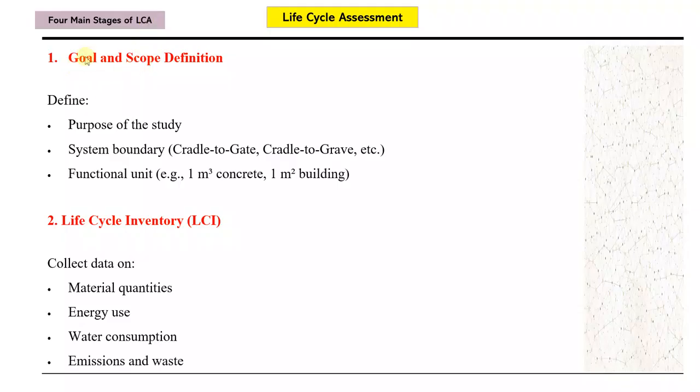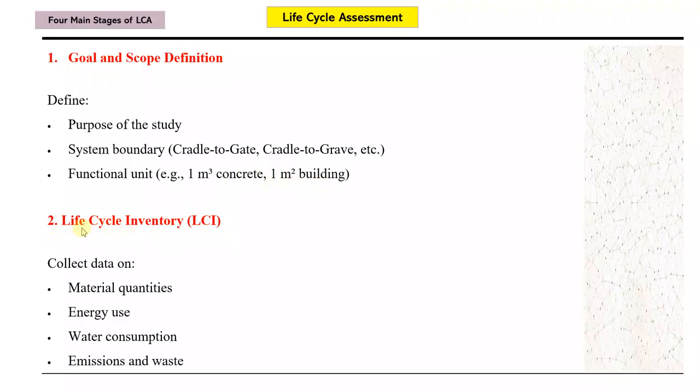After that, we had four main stages of LCA. In the last lecture, we just gave you the names. So here we have the definitions. Out of four, the first one is goal and scope definition. What is it? First, we have to define the purpose of the study, then the system boundary, like cradle to gate or cradle to grave, and the functional unit, for example, 1 meter cube of concrete or 1 meter square of building.